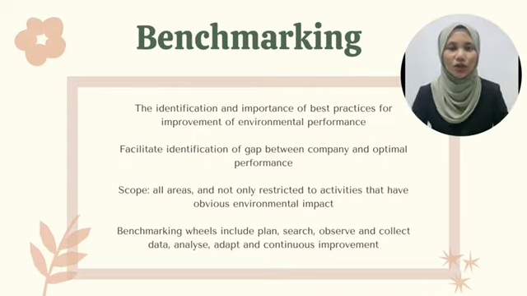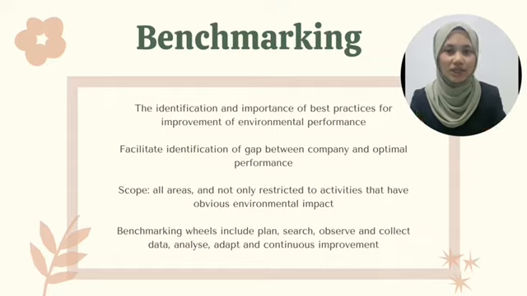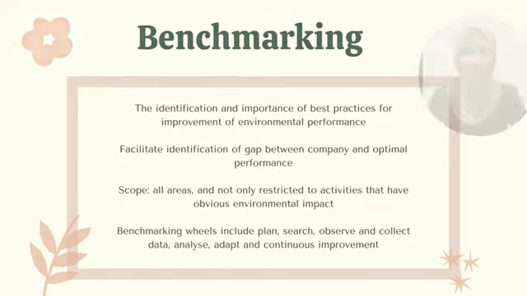The scope of benchmarking must include all the company's activities and not only be restricted to the activities that have an obvious environmental impact. The benchmarking wheel that describes phases in the ongoing process includes plan, search, collect and observe data, and also analyze for continuous improvement.